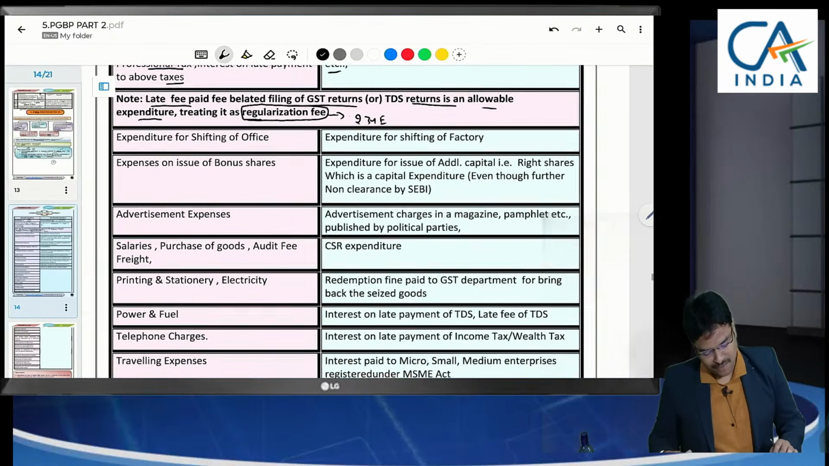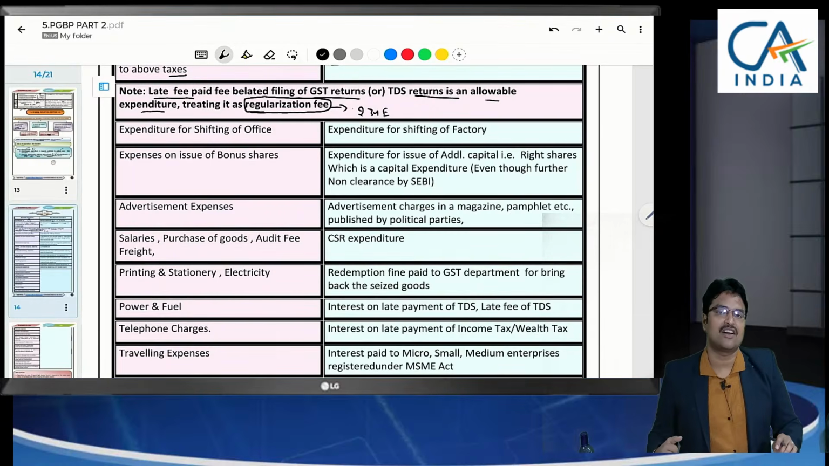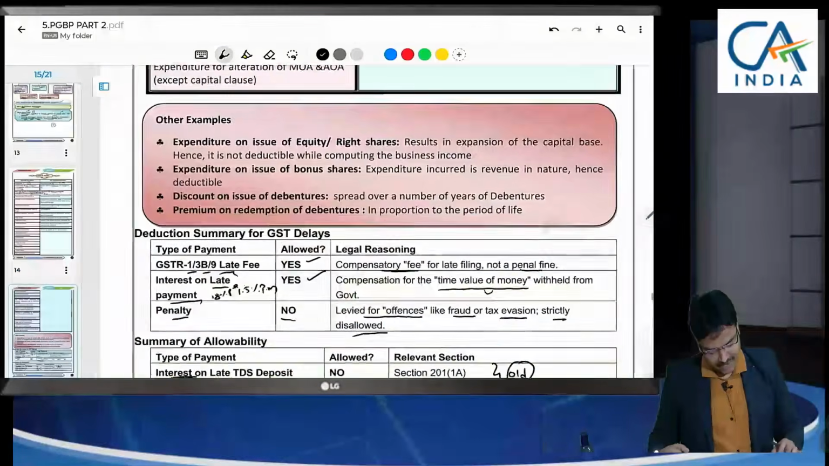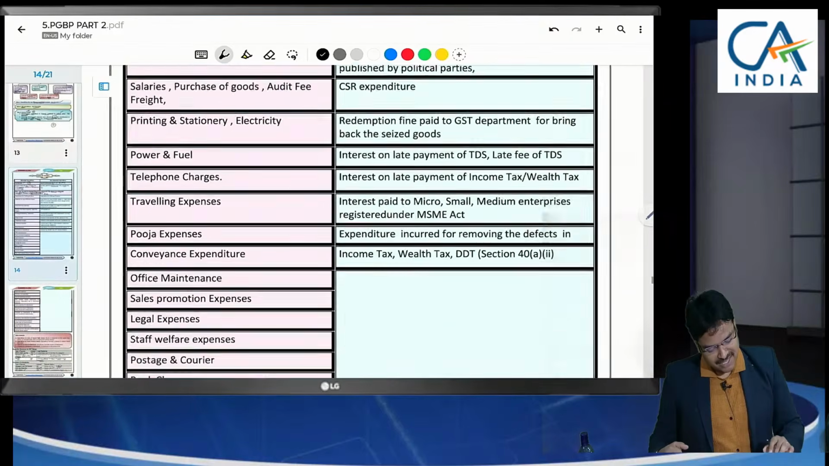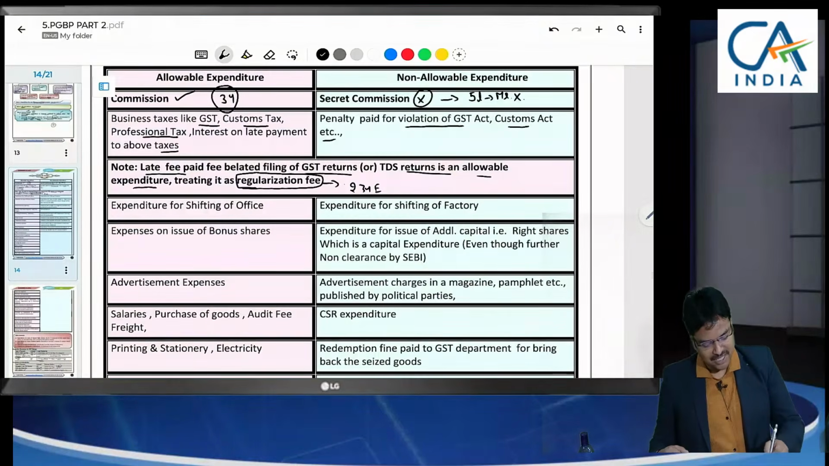But in most of the assessments, the department is not treating it as a regularization fee. They are treating it as a penal nature only. That is why at the end of the chart I have given here, no, don't claim. But if your interpretation is that it is a regularization fee, you can claim.